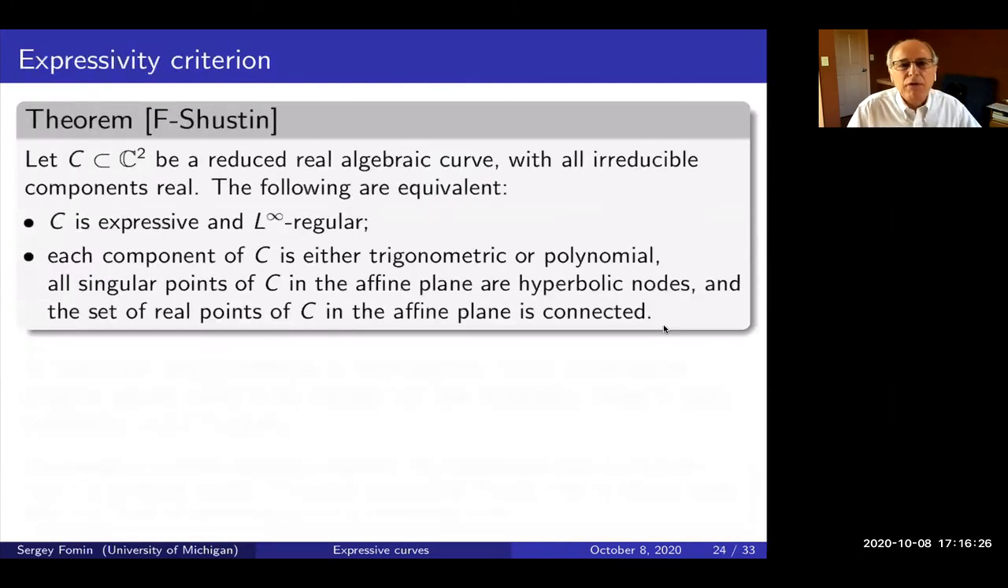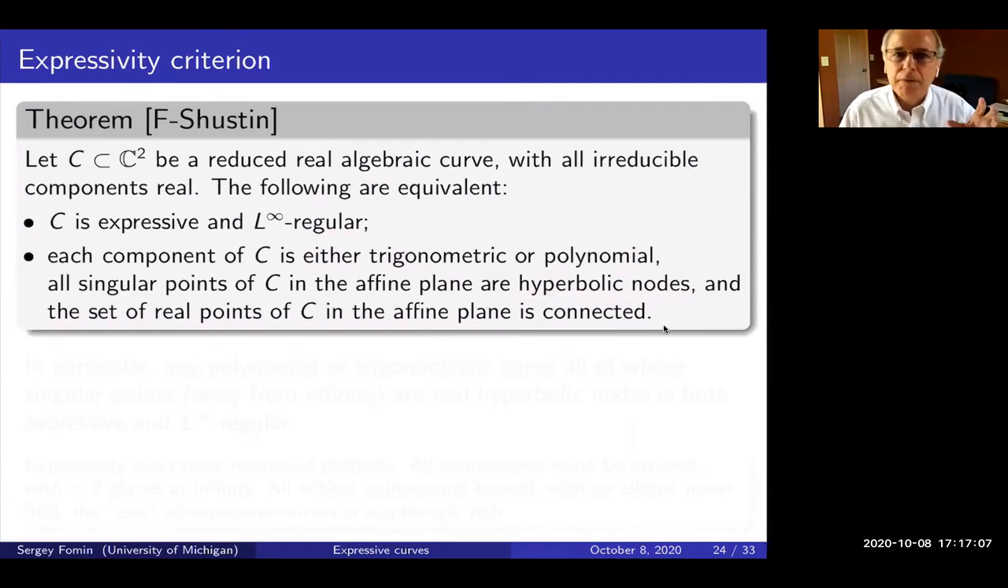So now our main theorem. Suppose we have a plane algebraic curve with real irreducible components. And suppose we know that it is L infinity regular, this mild condition that I imposed. Then it is expressive if and only if each component is either trigonometric or polynomial, and all singular points in the affine plane are hyperbolic nodes. And the third condition is pretty mild: the set of real points is connected.